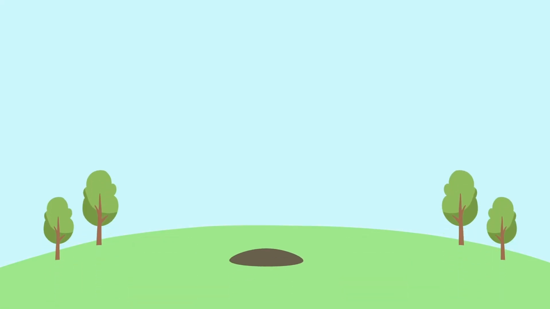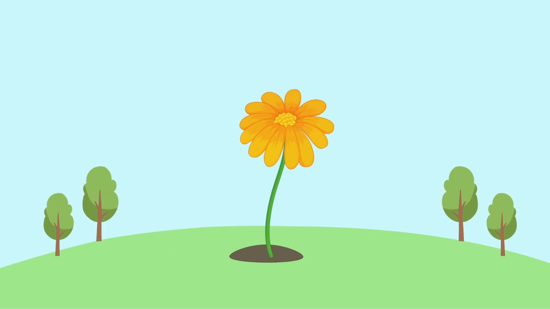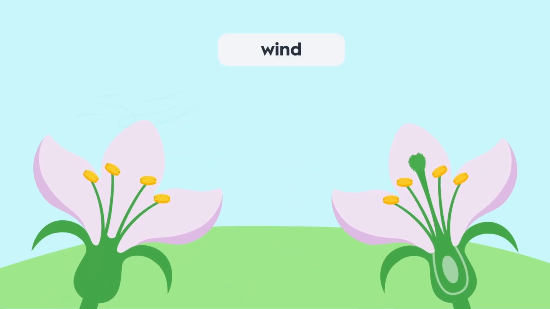But flowers can't move pollen on their own, so pollination depends on agents or helpers that transport pollen from one place to another. One major agent is wind. Wind-blown pollen is often light and powdery, and the stigma may be sticky or feathery, so it can catch pollen as it drifts by.